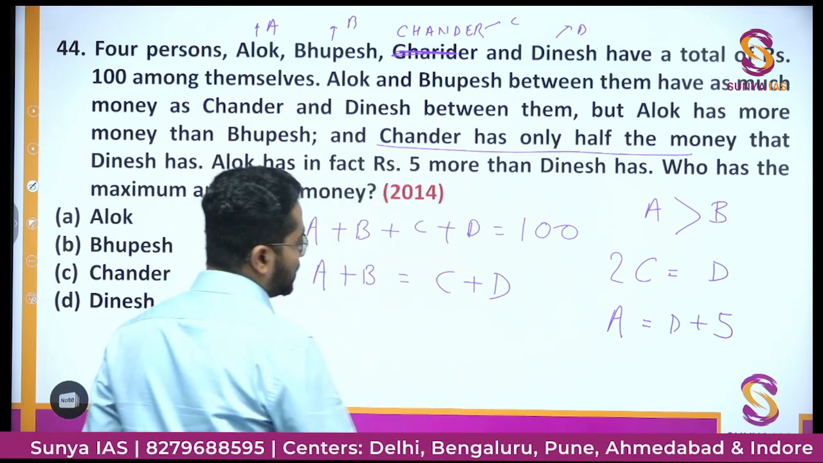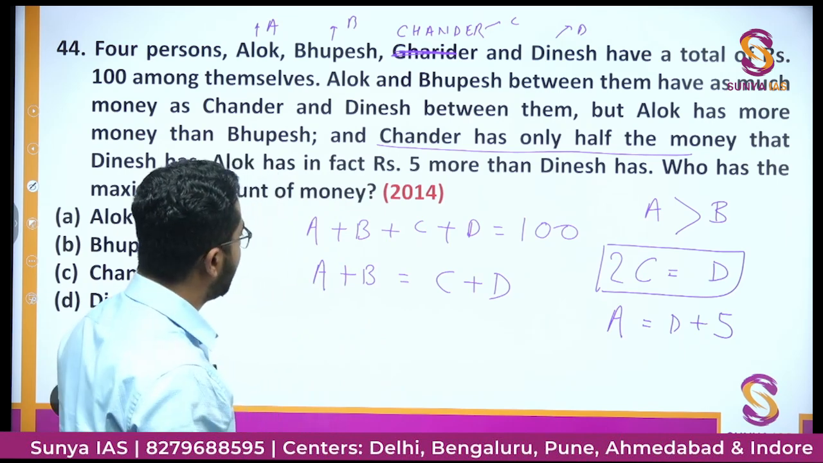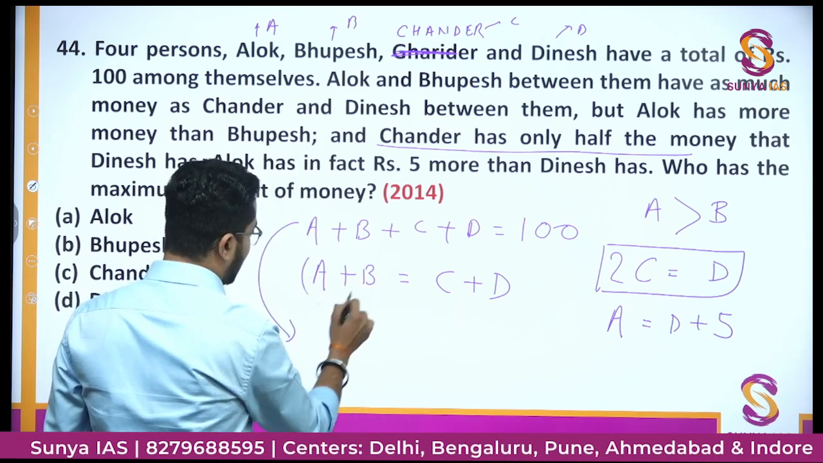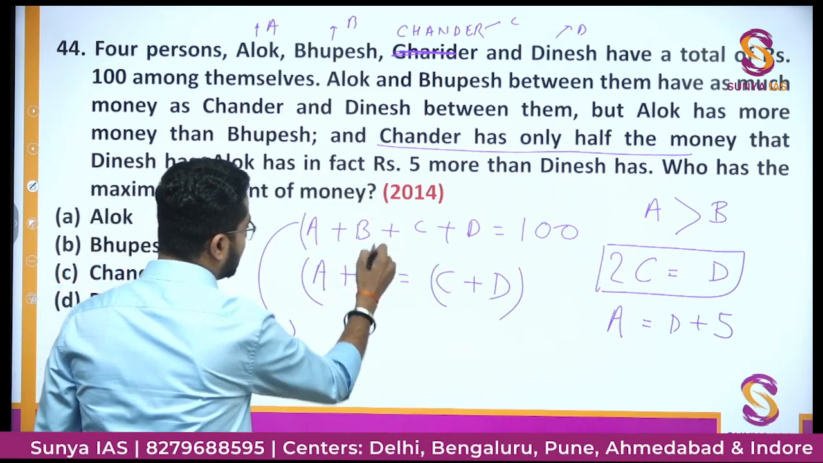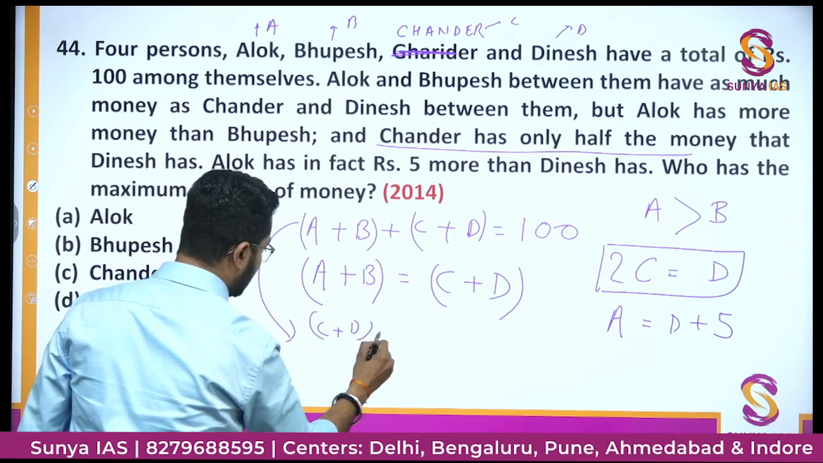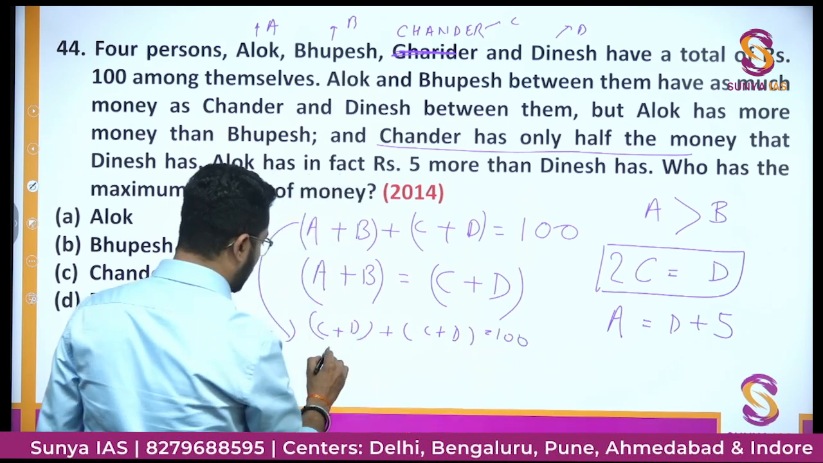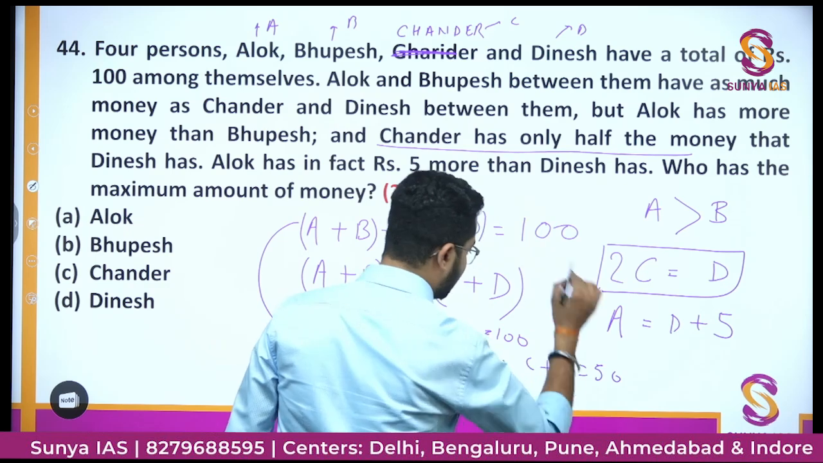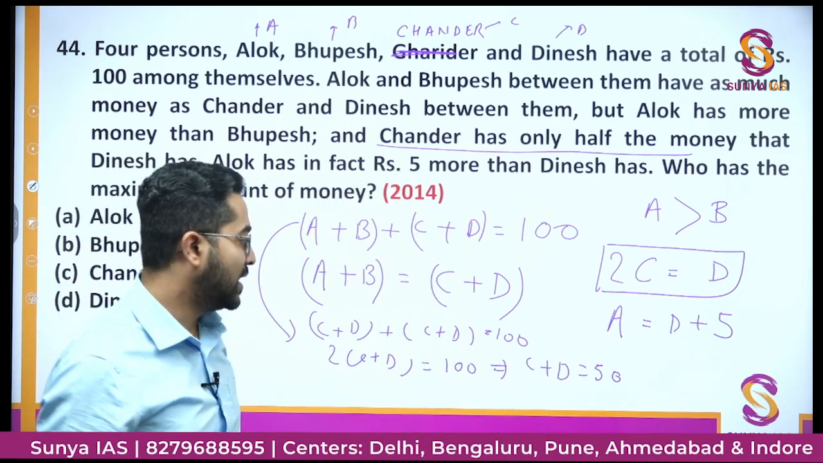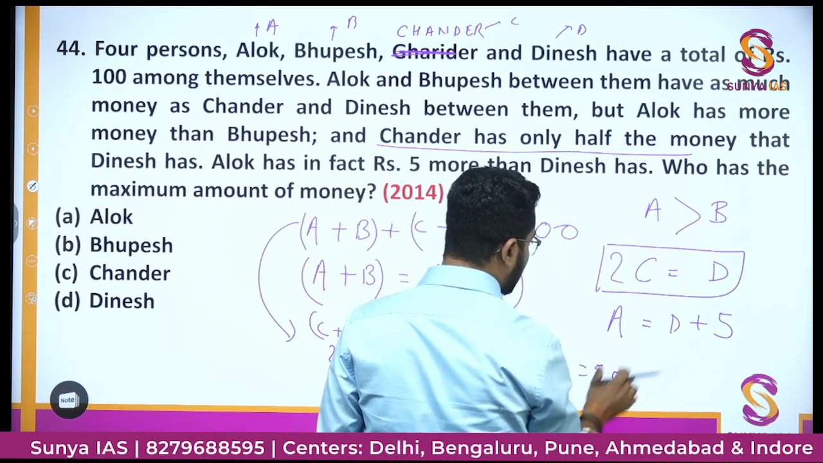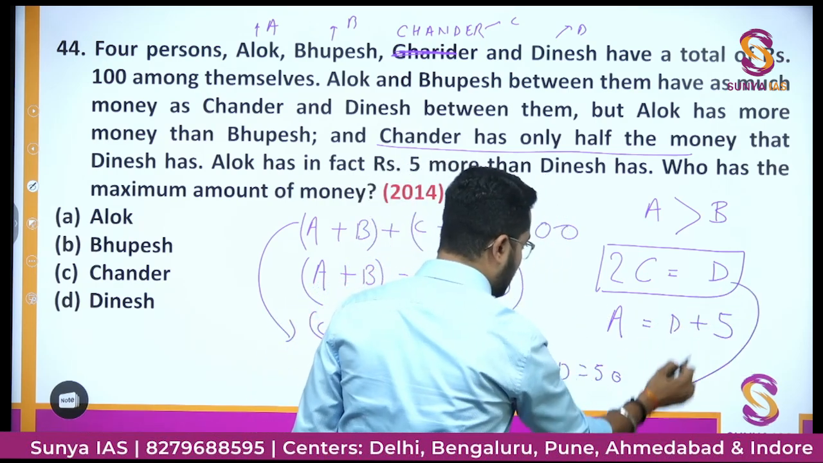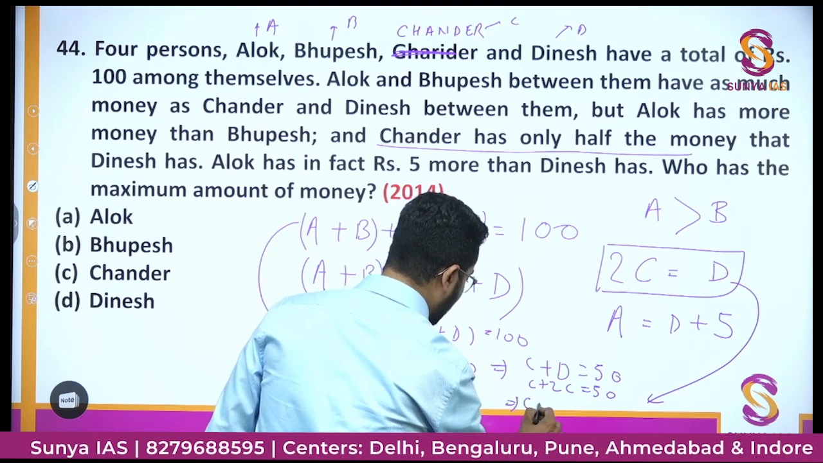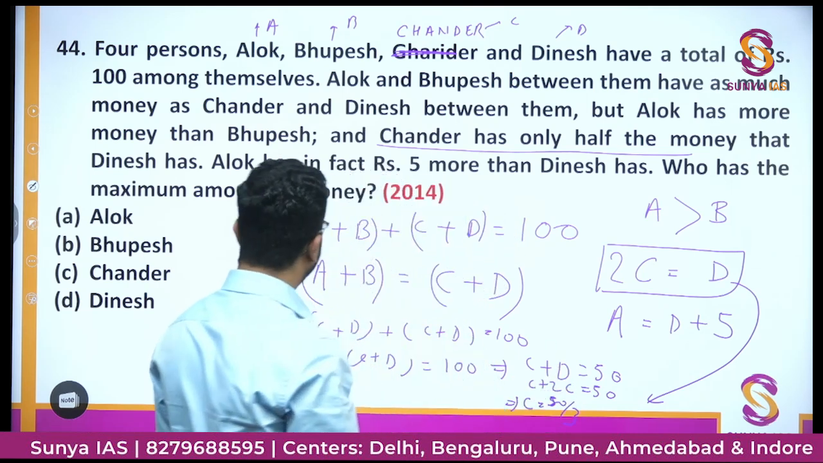If we solve these equations, this is 2C is equal to D. And if we see A plus B is equal to C plus D, and write it in this equation, A plus B plus C plus D is equal to 100, then C plus D plus C plus D is equal to 100, then 2 times C plus D is equal to 100, that is C plus D is equal to 50, right? That is, Chandar and Dinesh have a total amount of 50. Now since 2C is equal to D, we can replace D with 2C. So C plus 2C is equal to 50, then 3C is equal to 50, then C is equal to 50 by 3.